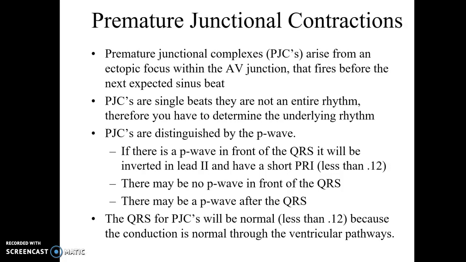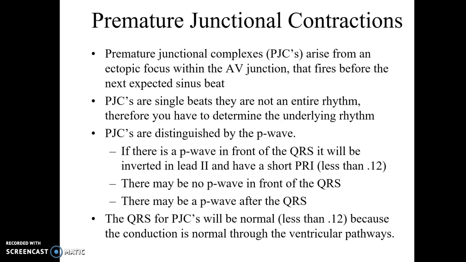So the first junctional rhythm section that we're going to look at is premature junctional contractions. Now, premature beats can only come from three areas. They can come from the atria, they can come from the junction, or they can come from the ventricles. So we're going to be talking about the ones that are coming from the junction today. Now, these are the least common of the three. But in a premature junctional contraction, the PJC comes from an ectopic or an abnormal focus within the junction that fires before the normal sinus beat should have.